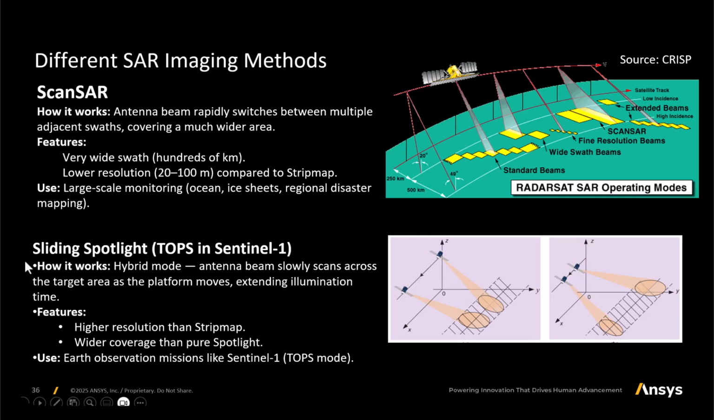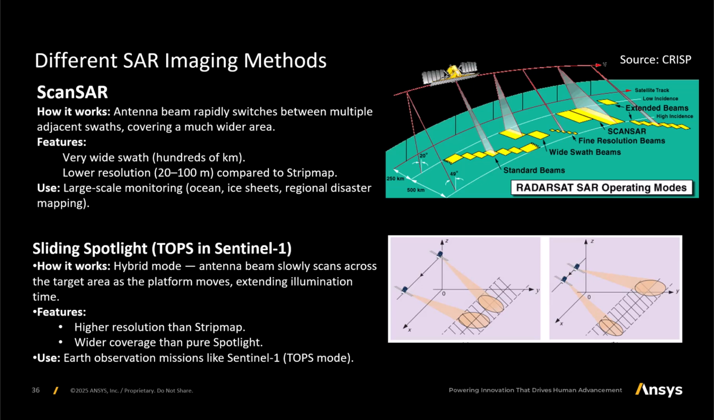One more method is sliding Spotlight SAR, which is used in the Sentinel-1 satellite, where I can image one particular area, then on the go switch to another area, and then create a map which covers a really big area for SAR imaging.